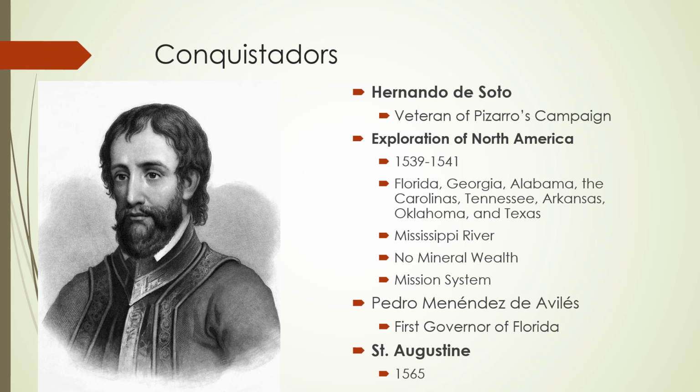Now, he doesn't find anything of mineral wealth. There's nothing comparable to the Aztecs or the Incas. But Spain still wants to profit off of this territory. So they're going to establish the mission system. Okay, now the mission system is basically going to be areas where Spanish people build plantations, and there's going to be a Spanish mission attached to it. And the idea is to convert the Indians to Catholicism, and then sort of exploit their labor.